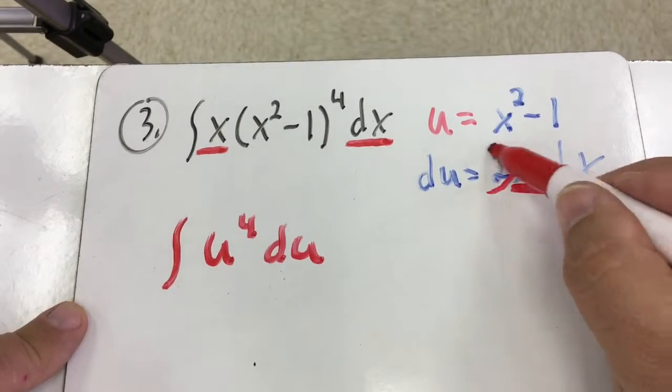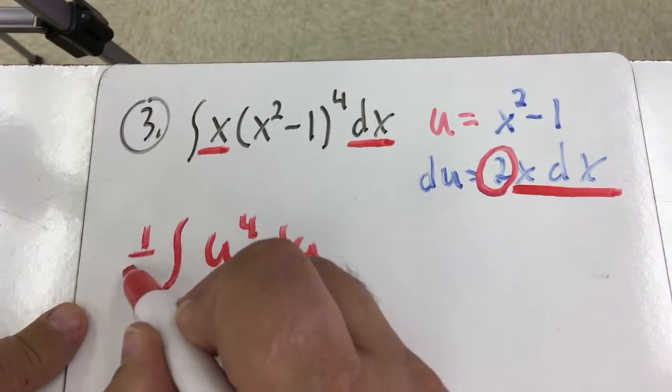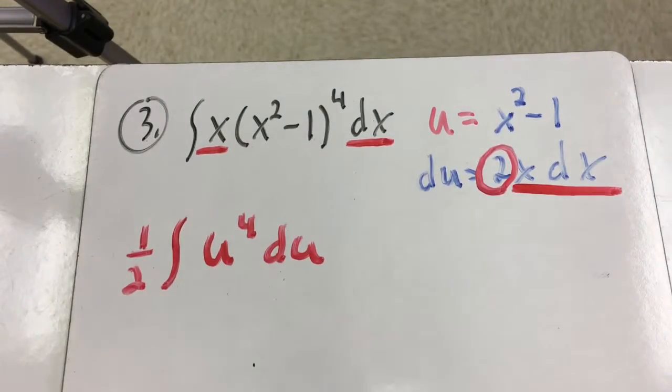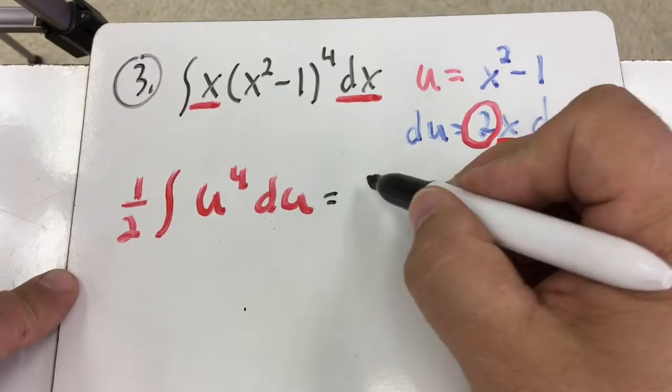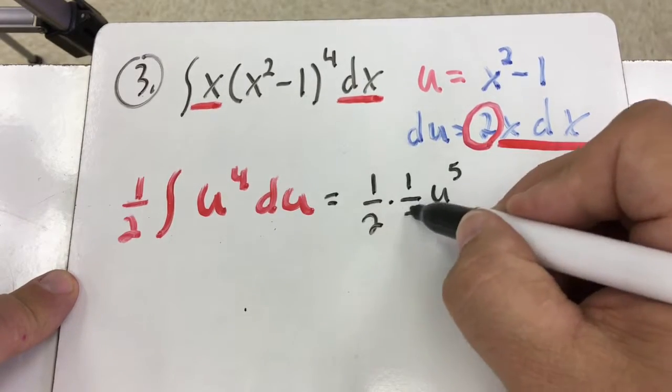And notice I have this 2 dangling over it. I have to divide both sides by 2 to bring this 2 with me back over to the U world. And usually we just put that divide by 2 out front. Now the antiderivative of u to the 4th is not that tough. That's just going to be 1/2 times u to the 5th. But don't forget you divide by 5. So that's going to be 1/5.